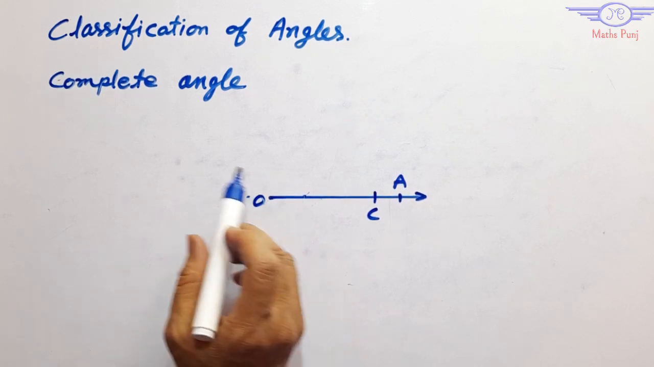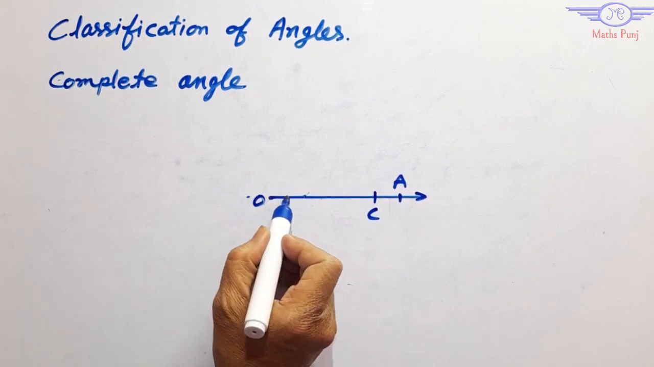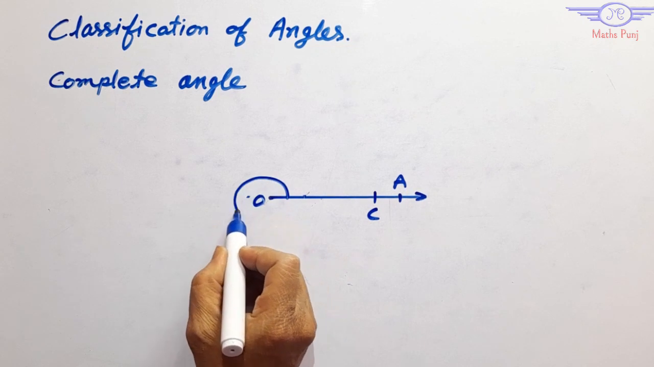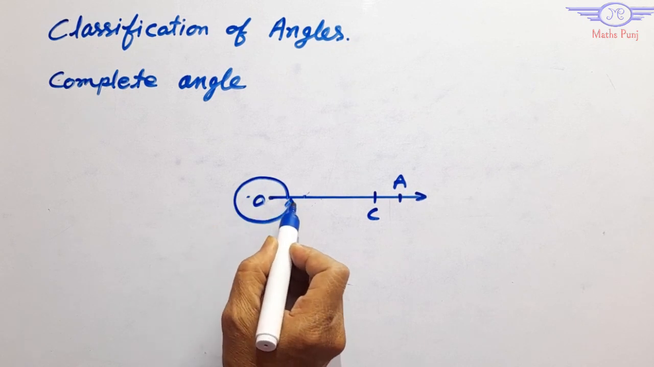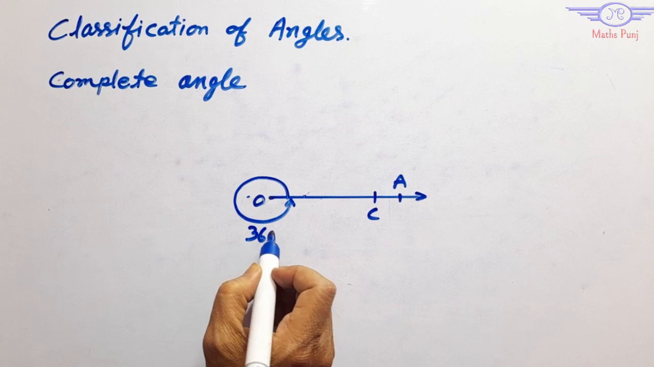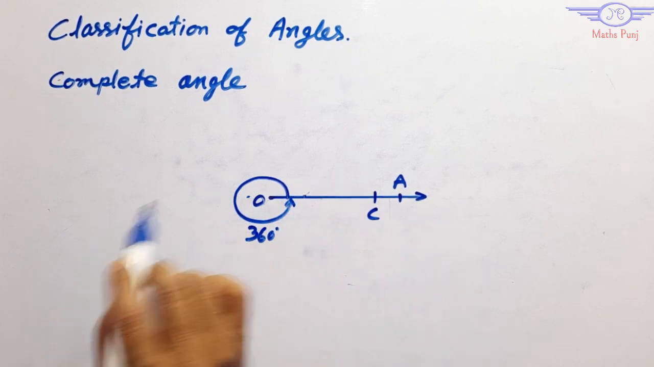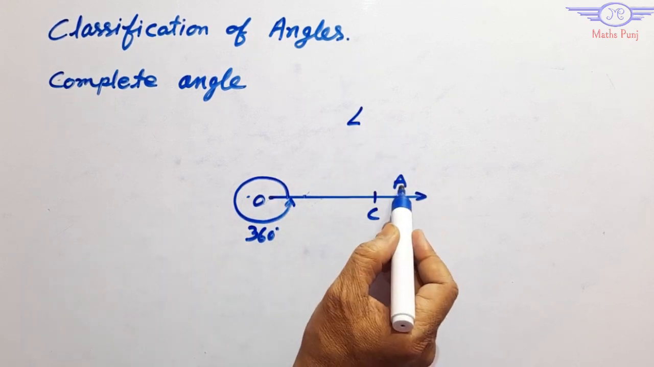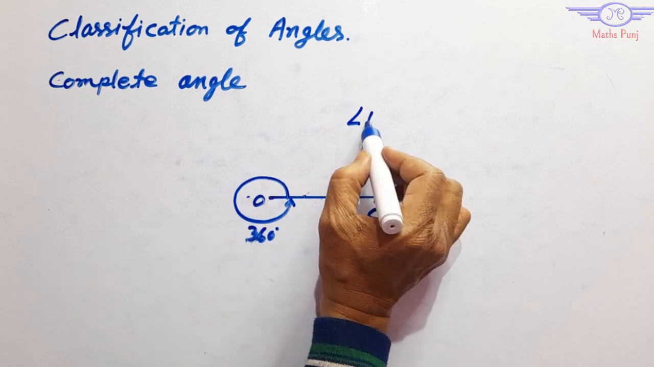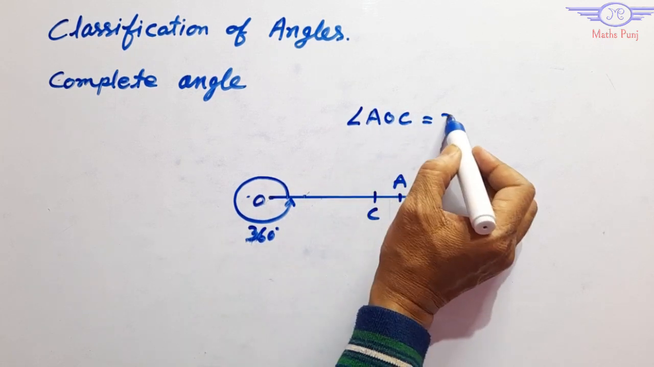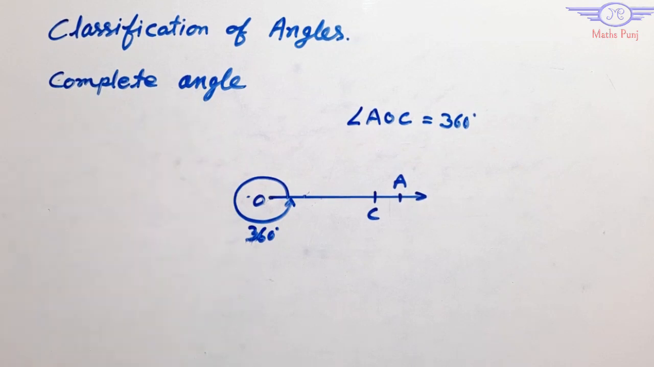An angle of measure exactly 360 degrees, starting from here and rotating all the way to complete here at the end, is exactly 360 degrees and is called a complete angle. So the angle AOC, which is 360 degrees, is called a complete angle.